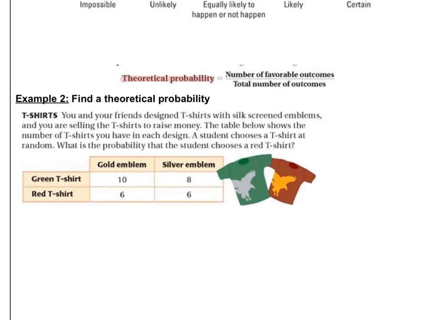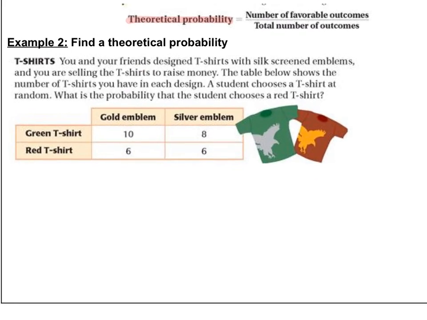So what that would look like, if we're looking at example number 2, you and your friends design t-shirts with silk screen emblems. You are selling the t-shirts to raise money. Table below shows the number of t-shirts you have in each design. A student chooses a shirt at random. What is the probability that a student chooses a red t-shirt?